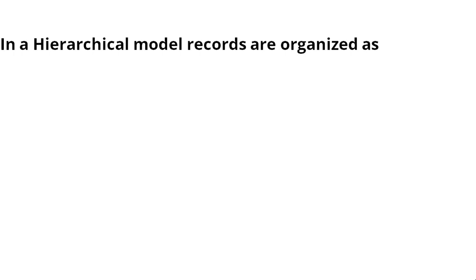In a hierarchical model, records are organized as graph, list, links, or trees. In a hierarchical model, records are organized as trees.